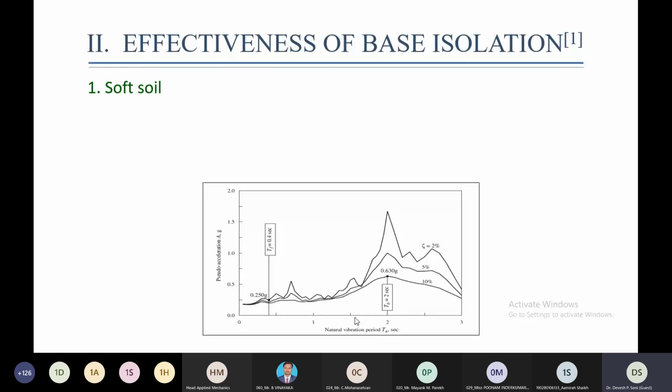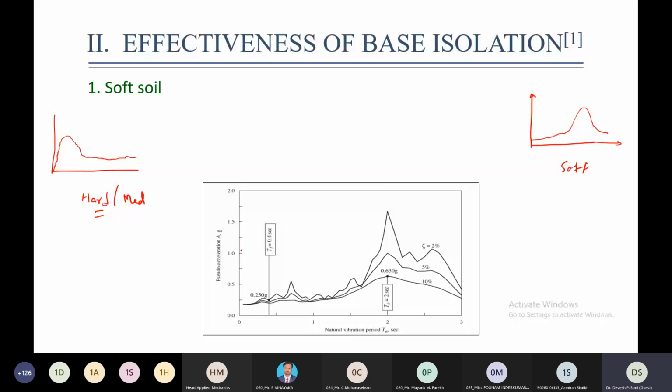The first case is soft soil. We all know the shape of the response spectra obtained on hard soil is something like this. Initially we have a steep rise, then a maximum, and then it reduces. So it's a typical shape of response spectra obtained on hard or medium soil. But if the response spectra is obtained on soft soil, then it has a different nature. It is something like this. Initially it is low, and then it is increasing. It is spectral acceleration against time period.